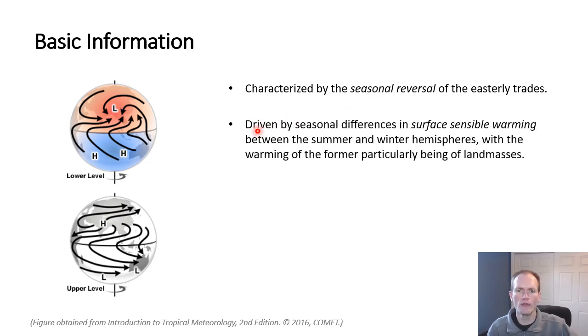So the monsoon is driven by seasonal differences in surface sensible warming between the summer and winter hemispheres, with the warming of the summer hemisphere particularly being of land masses due to the different specific heat capacities of land versus water. It takes less energy to warm land by a certain amount than it does to warm water by an equivalent amount. And so here at left, we have a depiction of the Asian or Indian monsoon, a northern hemisphere monsoon that's present during our summer months.